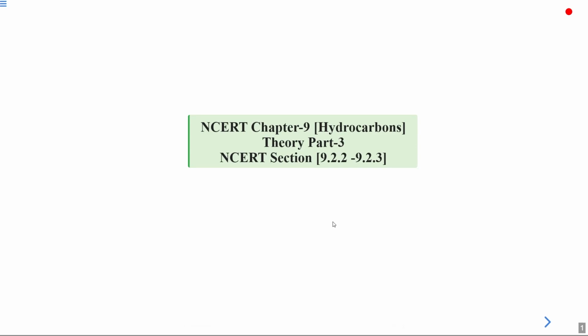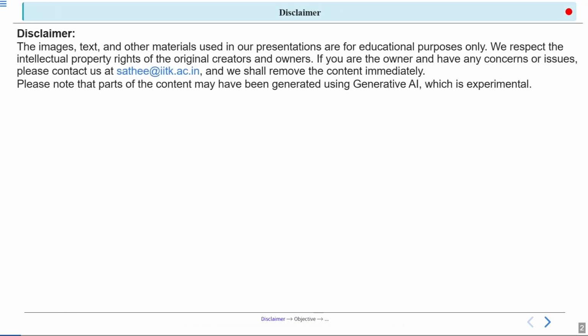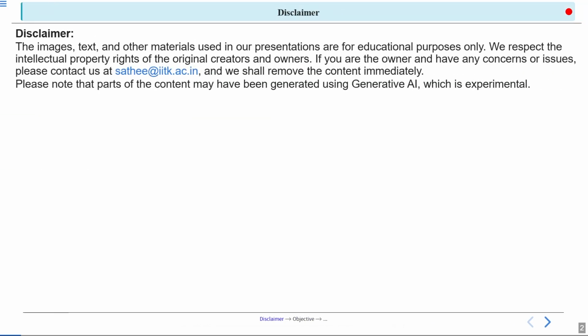Hello students. So today we will explore chapter 9, Hydrocarbons, in which we will cover theory part 3, where we are going to discuss the NCERT sections 9.2.2 and 9.2.3. So this is our disclaimer.